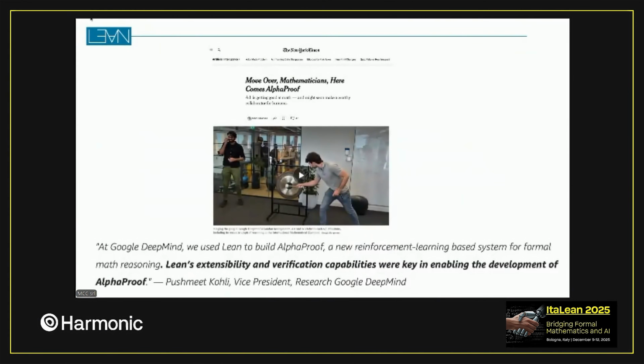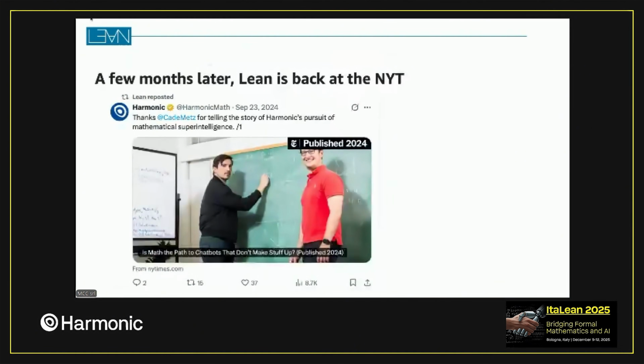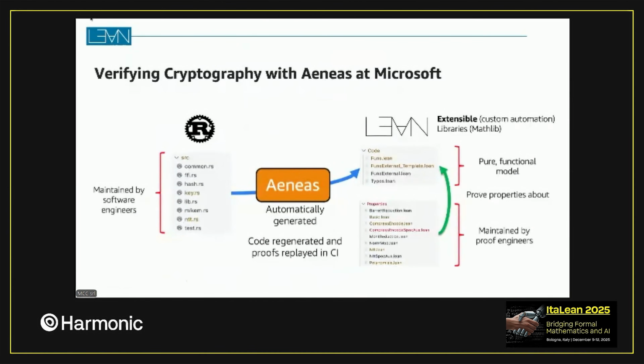And then AlphaProof shows up in the summer of 2024. Nobody expected this. In 2024, we would have an AI that would reach a silver medal level status. This quote from Pushmeet Kohli summarizes it. And Pushmeet, when I met him later that year, tells me Daniel again was the one that put in his mind the idea that the IMO was a worthwhile challenge. A few months later, we are again in the New York Times because of Harmonic.